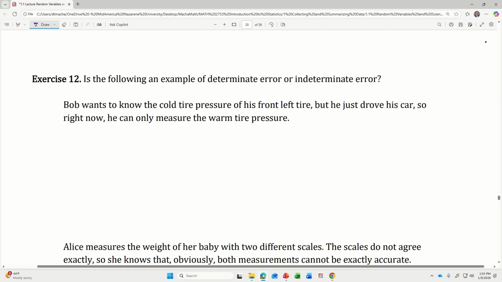He's going to measure a hotter, higher pressure tire. So we at least know the direction, right? We at least know that the measurement's larger than it should be. And if he's taking a Gen Chem class, he can pull out his ideal gas law formula and plug in the values, and he can figure out by how much his measurement is off. But this is determinate, because we know something about it.